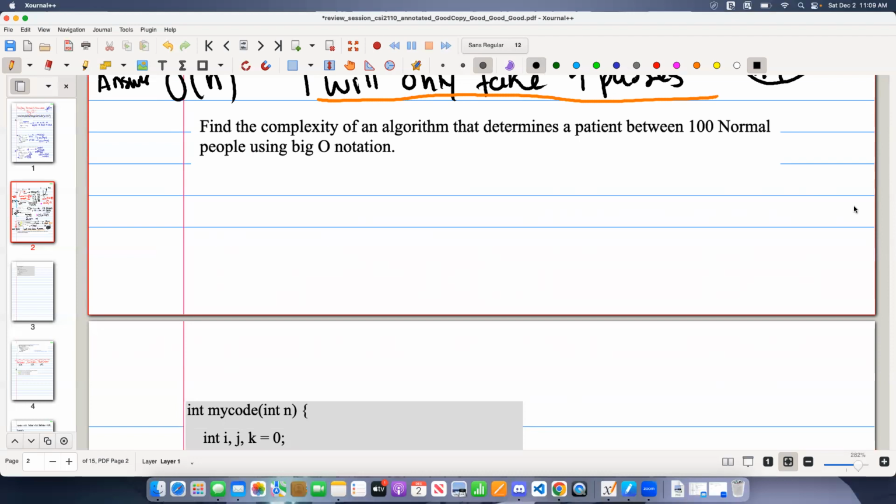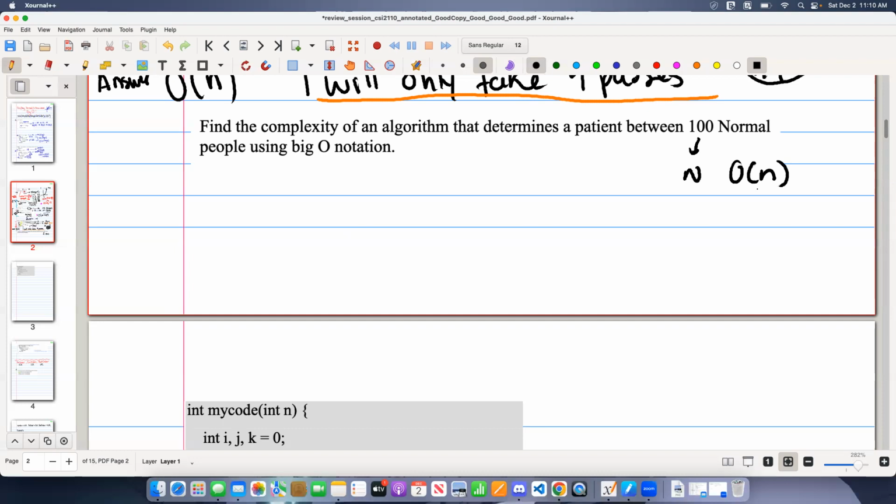Okay. Now we have an application question. Find the complexity of an algorithm that determines a patient between 100 normal people using big O notation. I'll give you a second to think. We have the exact number. Whenever you see a problem and it doesn't say between n number of patients, between 1,000, 1 million, or infinity, if the number is ever n, then it would take O(n) because we don't know how long it would take. He's just asking, you have 100 patients lined up. How long would it take you to find out who is sick?